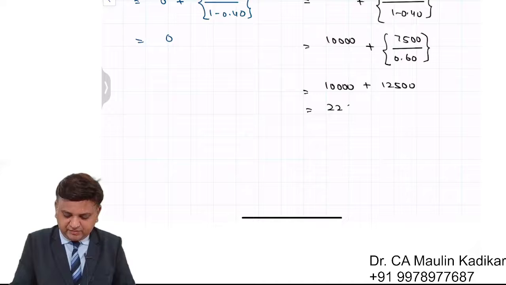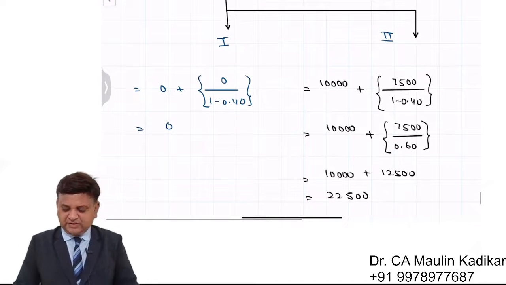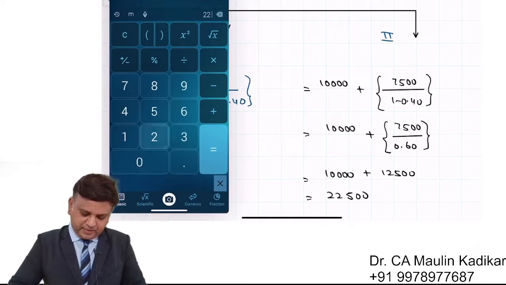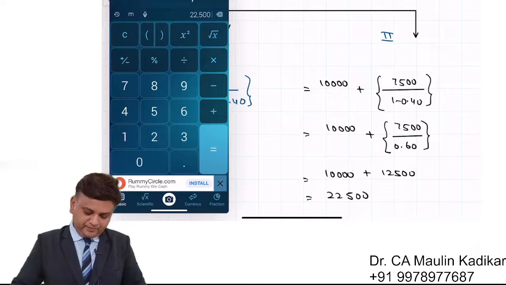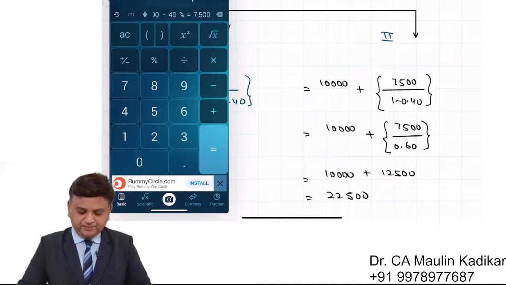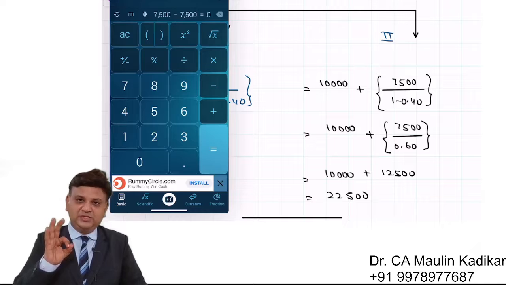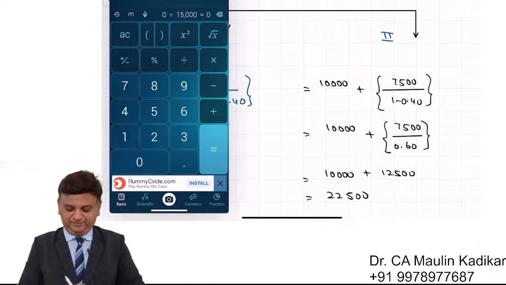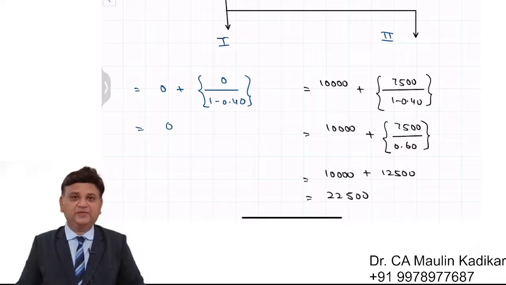That comes to 22,500. This is the way the answer is calculated, and you can very well understand: 22,500 EBIT minus interest of 10,000, so EBIT is 12,500, minus 40 percent tax. So we'll have the earning after tax as 7,500, minus preference dividend 7,500. So we have earning available to equity shareholders 0, divided by number of equity shares, 15,000, and the answer would be 0. This is the way we can have a cross verification of the answer.